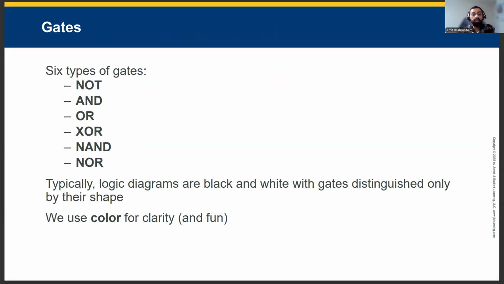Gates. Here are the six core gates we'll use: NOT, AND, OR, XOR, NAND, and NOR. NOT flips a single input. AND outputs 1 only when all inputs are 1. OR outputs 1 when any input is 1. XOR, or exclusive OR, outputs 1 when inputs differ. NAND and NOR are the negations of AND and OR, respectively. They are especially important because each is functionally complete. You can build any logic from just NANDs or just NORs. In diagrams, gate shapes carry meaning, so learn them well.